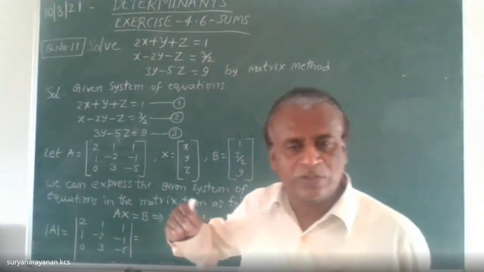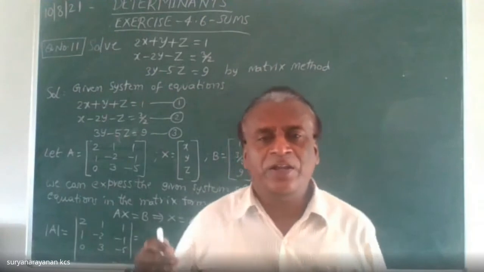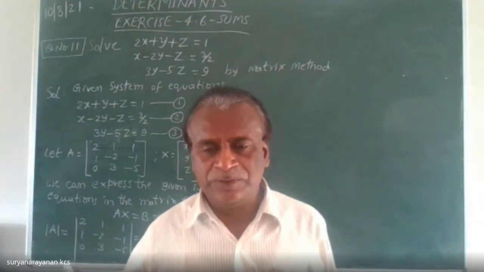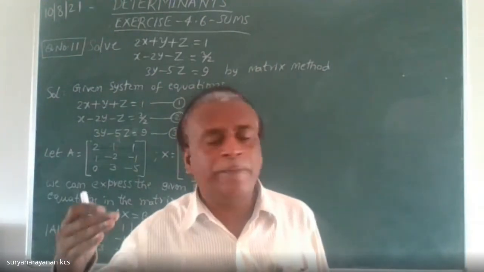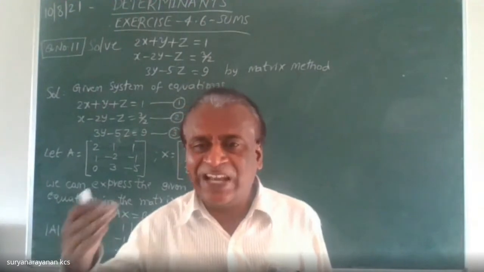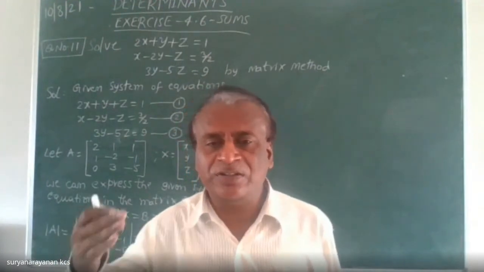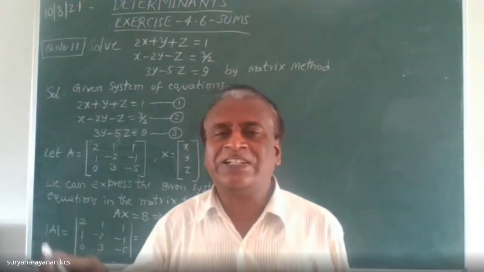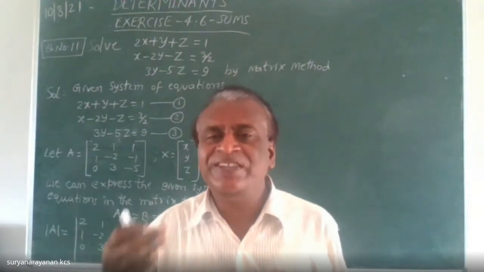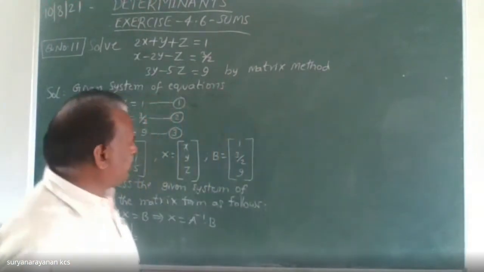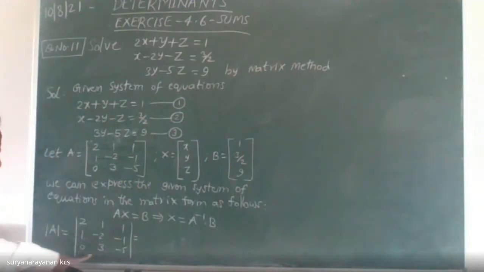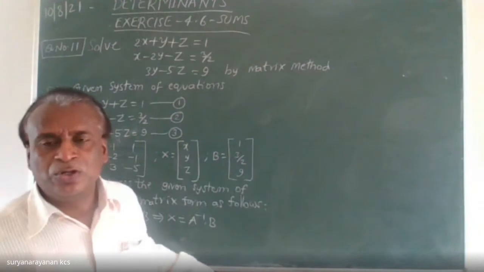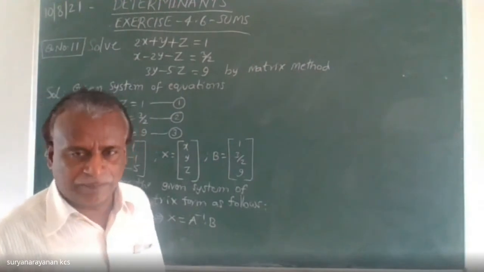And just one technique is, if any row or any column has more zeros, we select that row or that particular column to expand the determinant for easier calculation. So if you observe here, the third row has a 0. So we can select this third row to expand this determinant.